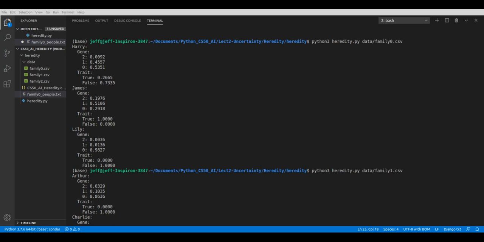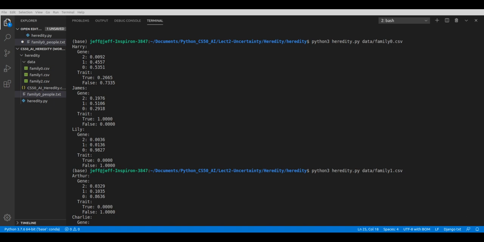The program uses the data to calculate the probabilities for the people in the data sets that they have either 0 or 1 or 2 copies of the gene that produces the hearing difficulty, and the probability that they express that hearing loss, which is known as a trait.